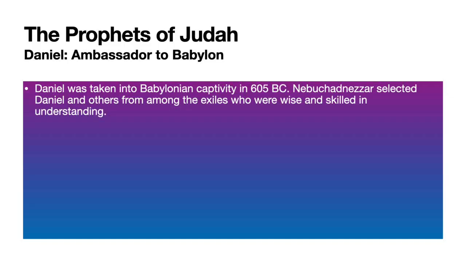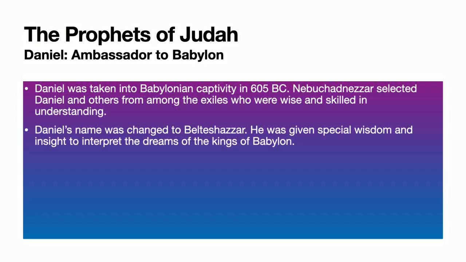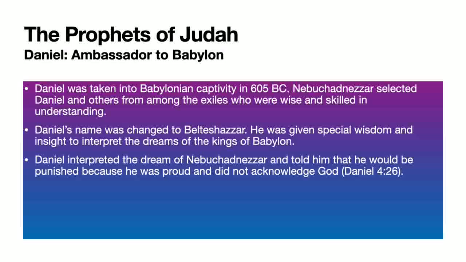Now Nebuchadnezzar selects Daniel from among the exiles who he saw were wise and skilled in understanding. So Daniel goes on to be a person of high status within the Babylonian government. Daniel's name is changed to Belteshazzar, and he's given special wisdom and insight by God to interpret the dreams of various kings of Babylon, as we'll see. So Daniel interprets the dream of Nebuchadnezzar and tells him that he would be punished because he was proud and did not acknowledge God. This is from Daniel 4:26.